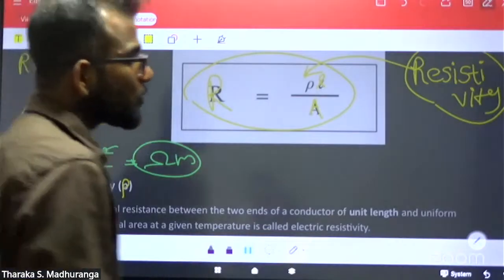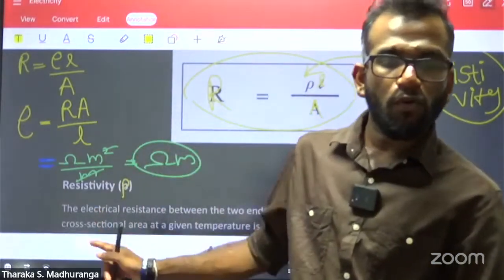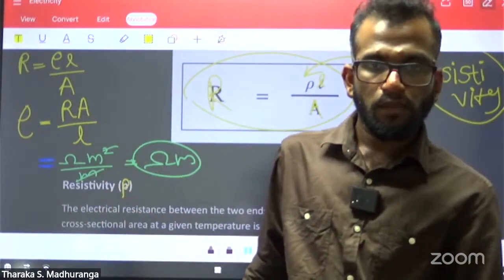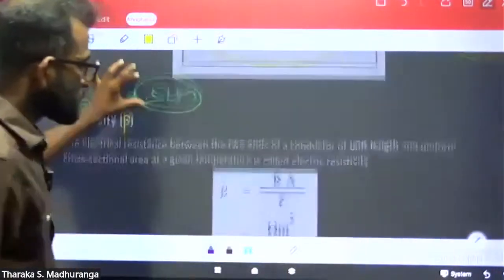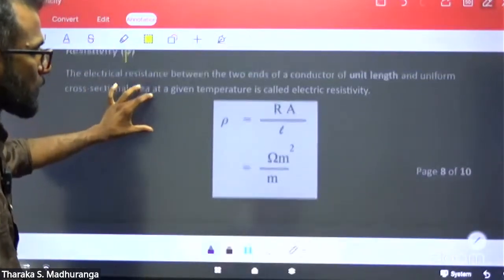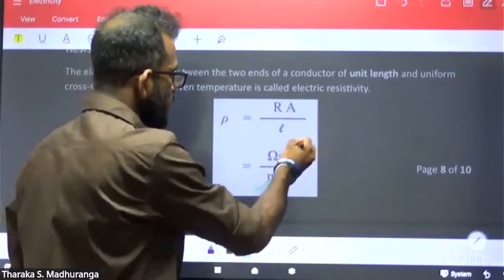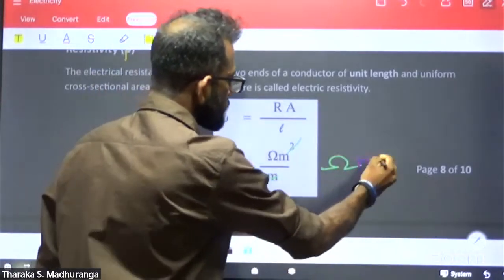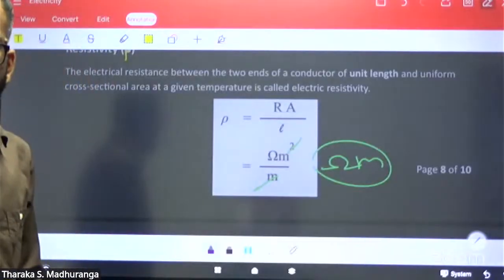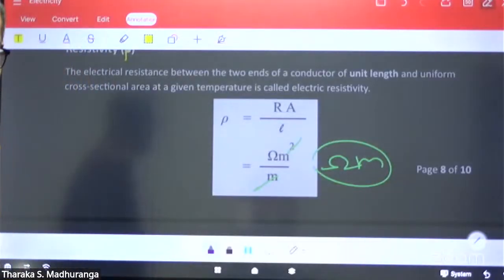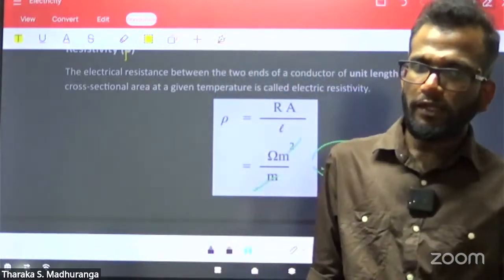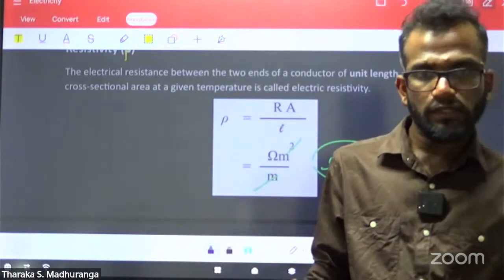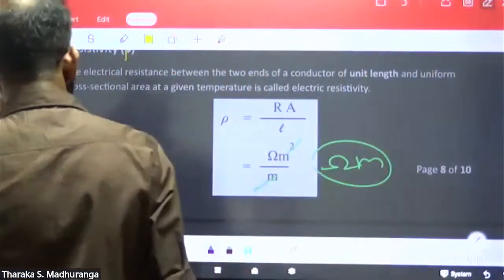Not ohm, not ohm per meter. Ohm per meter means ohm meter minus 1. See, meter to meter cancel out. Then ohm meter is correct, right? Understood? Yes, ohm meter is the unit. Ohm per meter means ohm divided by meter. No, ohm meter is the standard unit.